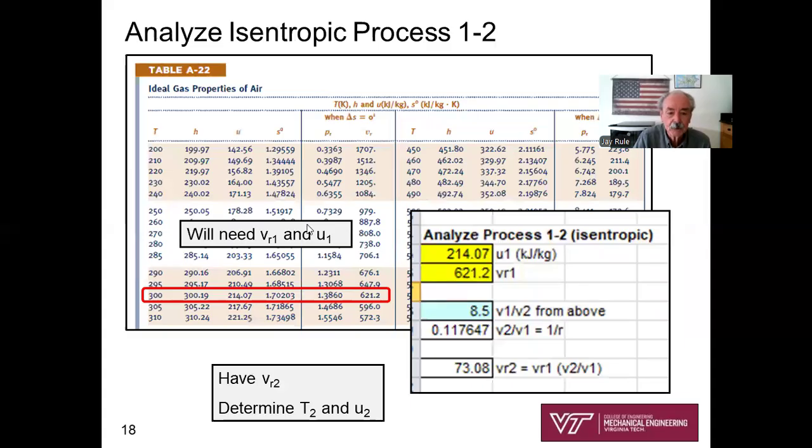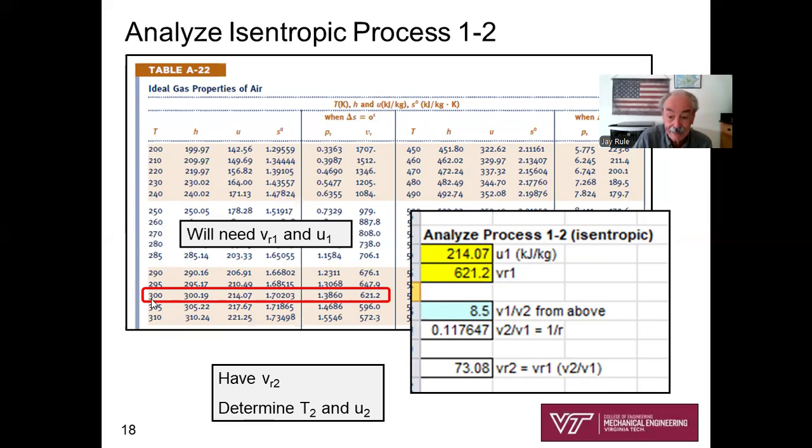Okay, what's next? We're going to analyze isentropic process 1 to 2. How will we do that? Let's see. We're going to use the fundamental V2 over V1 equals VR2 over VR1. Oh, I did write it down. Here it is: VR2 equals VR1 times V2 over V1. So I did write down my fundamental in my solution. But I need VR1 first.